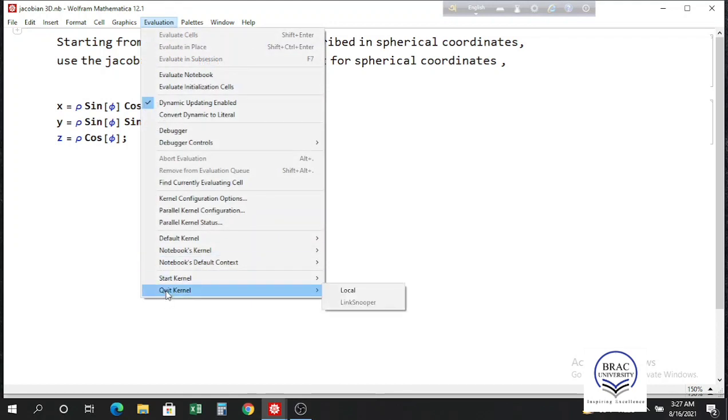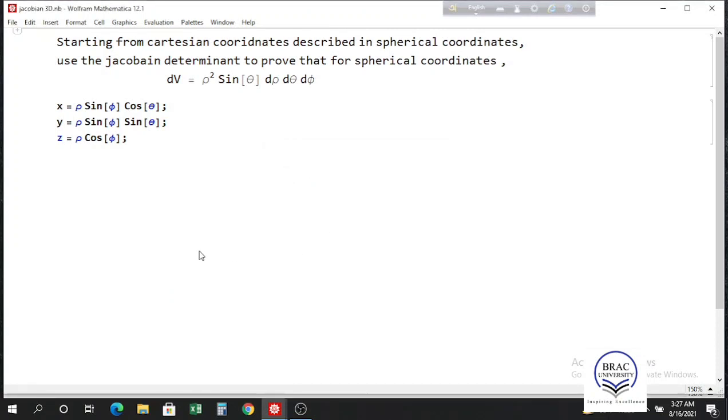Let's just delete the variables from the last problem. These are the transformation from Cartesian coordinate to spherical coordinate. Here in the transformation, I have chosen phi as the angle with z axis, so I'll get rho square sine phi from the Jacobian. If I had chosen theta as the angle with z axis, I would have got rho square sine theta. So let's just define x, y, and z. Now I can easily find the Jacobian.